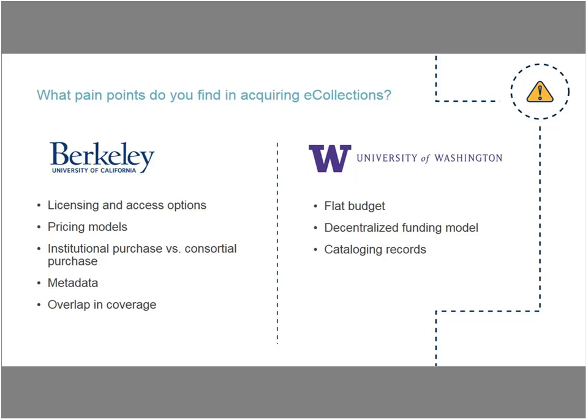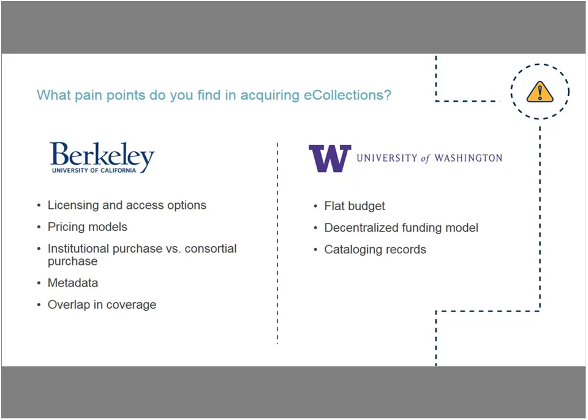I mentioned that we have over 60 selectors, and each of them has their own budget that they manage. We do have some overarching budgets for our approval plan, for instance, and our interdisciplinary eCollections. But if we wanted to purchase, for example, a new interdisciplinary eCollection, it's not really sustainable to go hat in hand to a bunch of selectors and ask for contributions to fund that purchase.